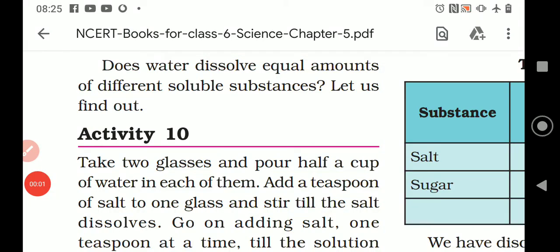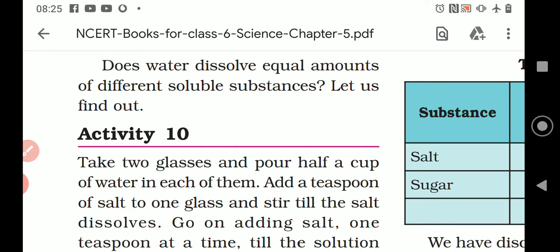Does water dissolve equal amounts of different soluble substances? Means, does water dissolve, like, we have taken 20 spoons of sugar and 20 spoons of salt. We've taken 1 cup of water.